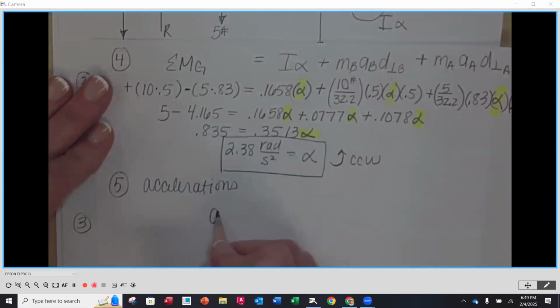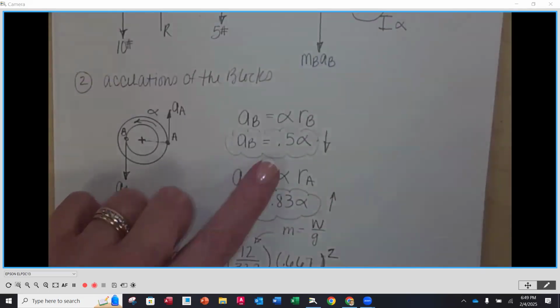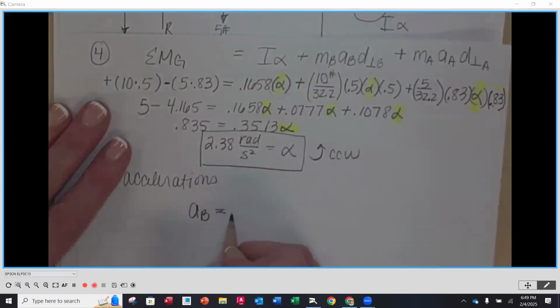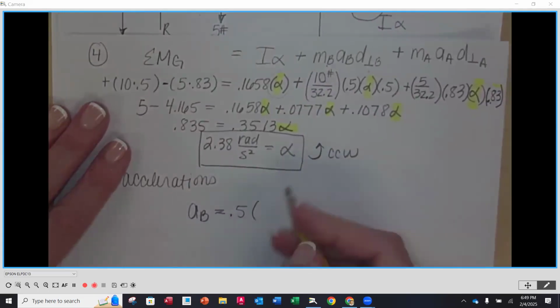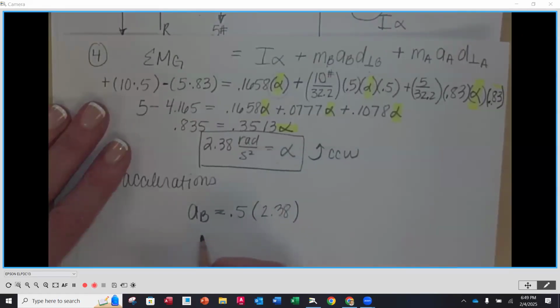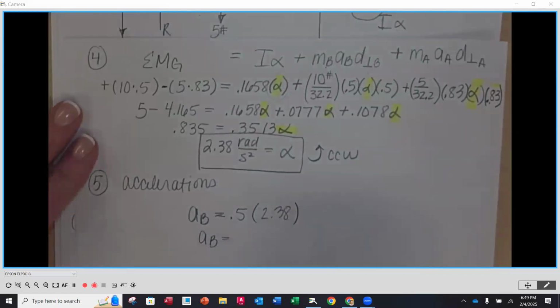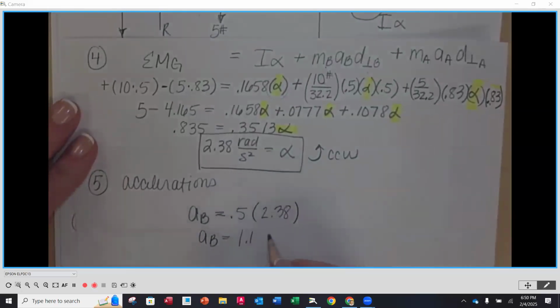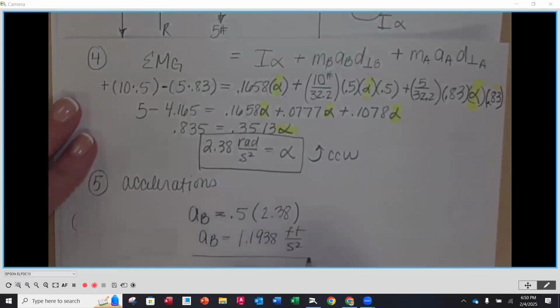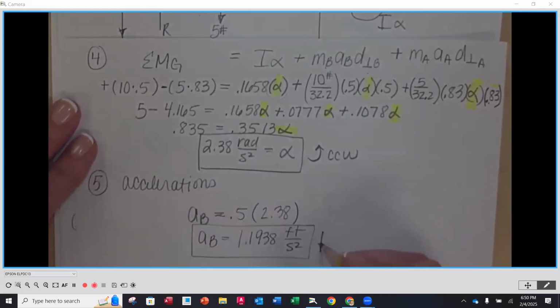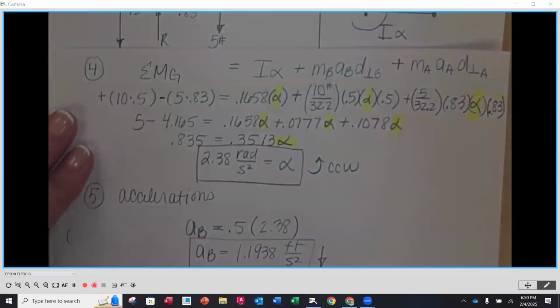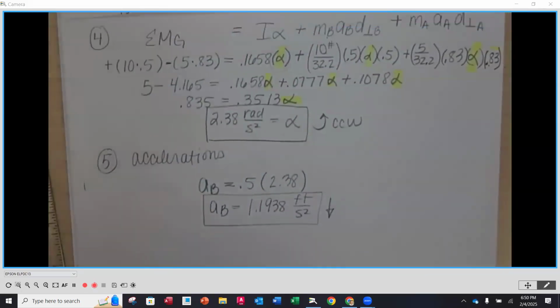So we're going to have a_B equal to 0.5 times our angular acceleration. I'm going to use my 2.38 because that's what I got. So our acceleration at B is going to come out to be 1.1938, and that's going to be feet per second squared. Make sure you put your final answers with their units, and the direction of B is going to be down. Again, it's a vector quantity, so make sure you put the direction.